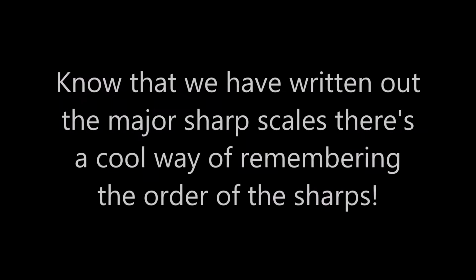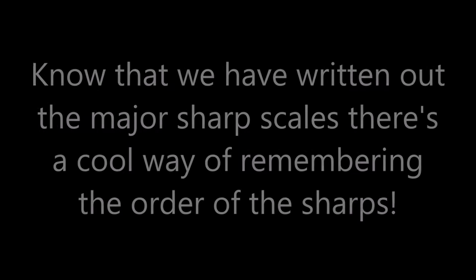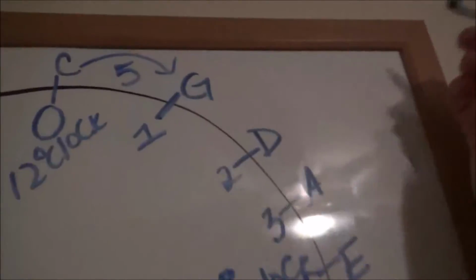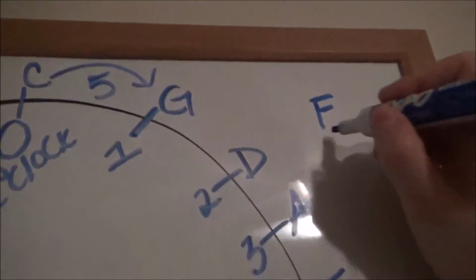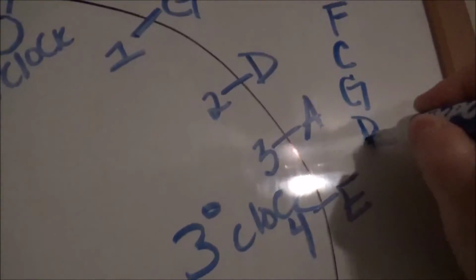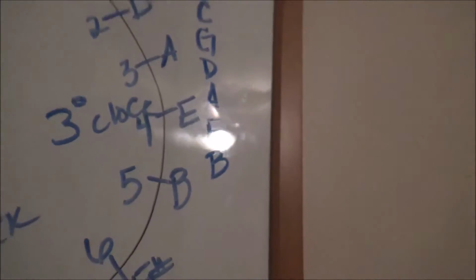Now that we have written out the major sharp scales, there's a cool way of remembering the order of the sharps. Our acronym here, we're going to start off with F because that's the first sharp in the sharps. And then C, G, D, A, E, and B.